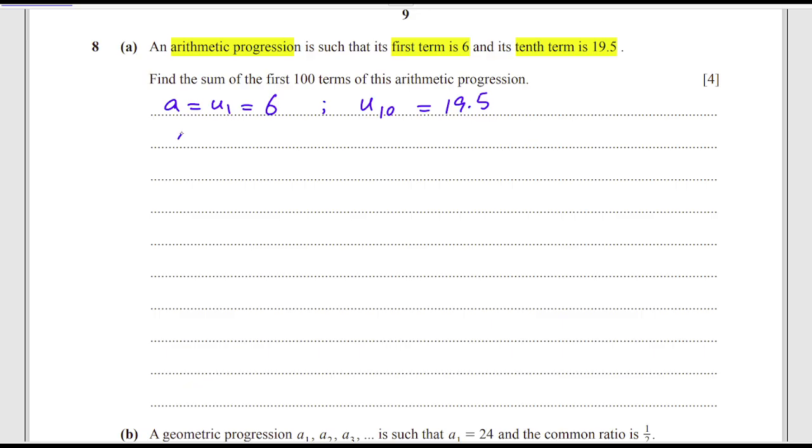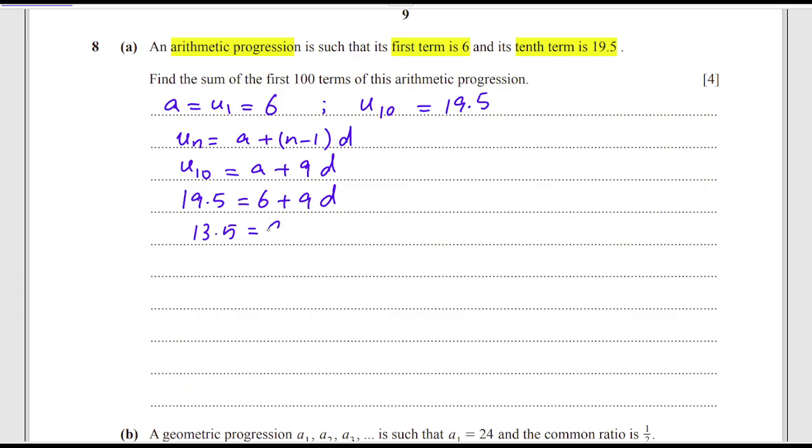So simply using un is equal to a plus n minus 1 into d for an arithmetic progression, substitute values. For the 10th term, u10 is equal to a plus 10 minus 1 is 9d. U10 is 19.5 equals a is 6 plus 9 times d. So 19.5 minus 6 is 13.5 equals 9d. So d is equal to 13.5 divided by 9, which is 1.5. So d is equal to 1.5.